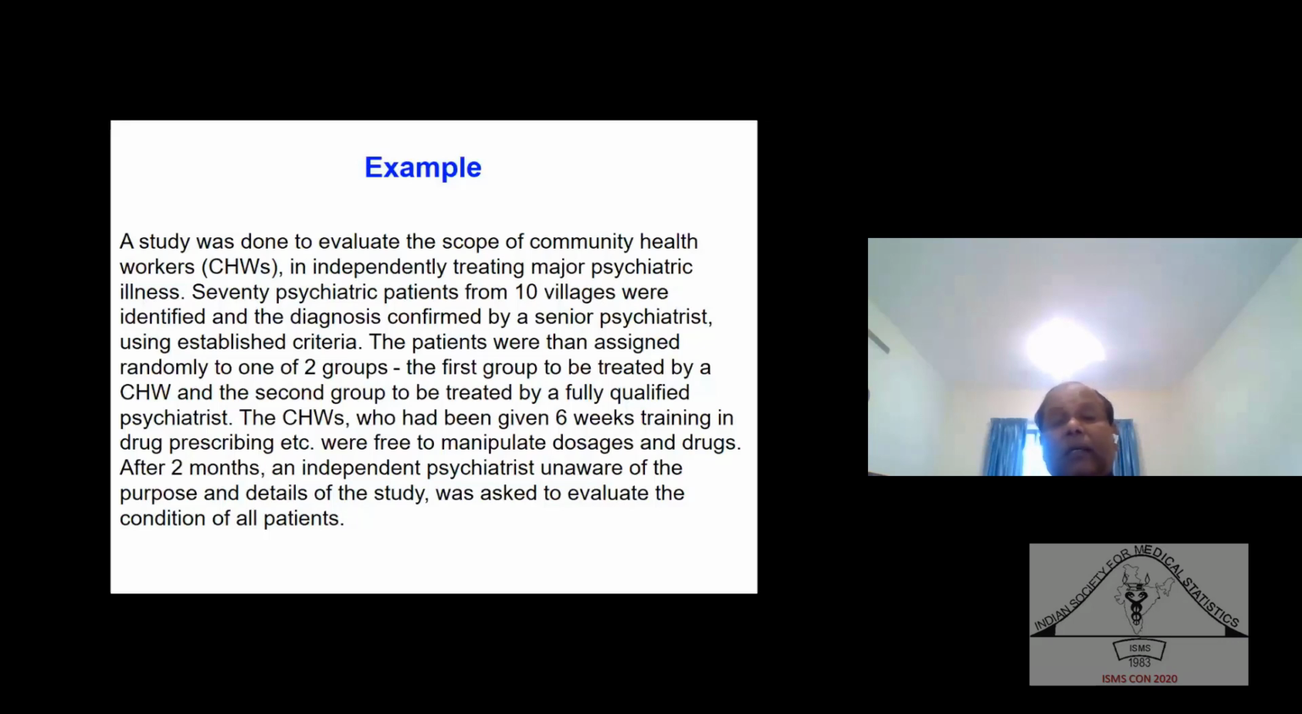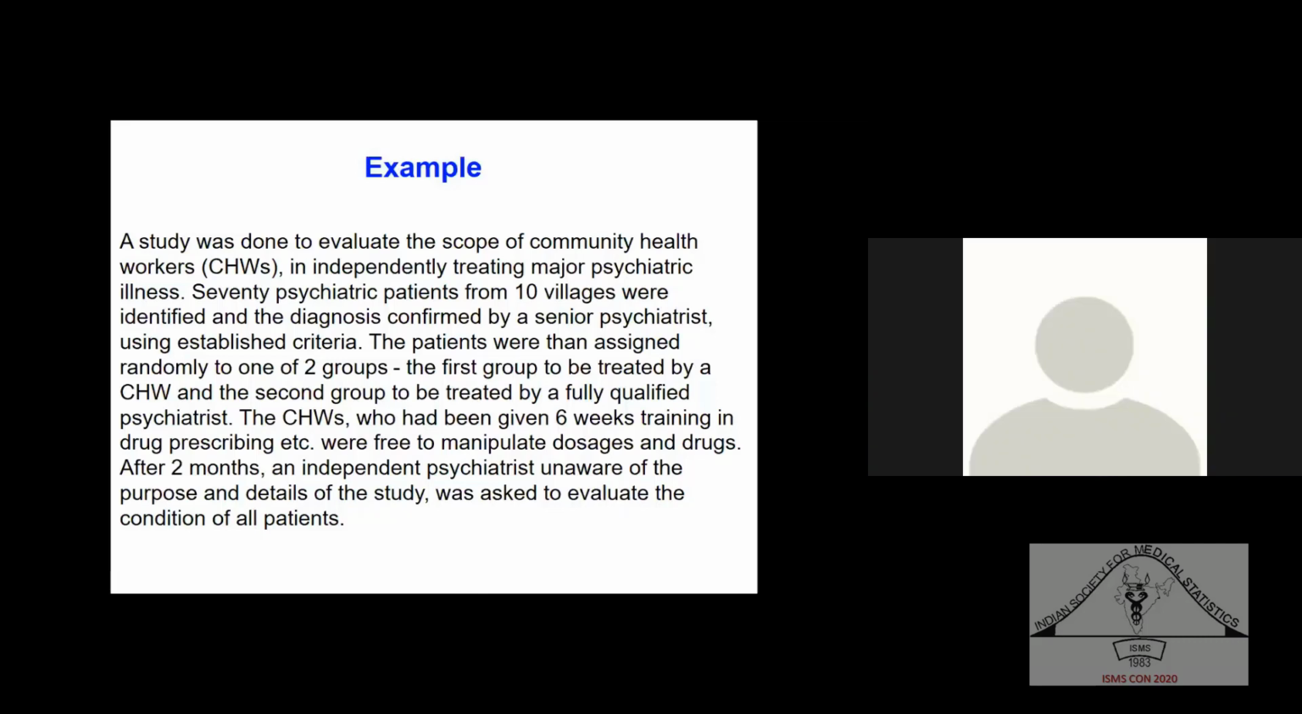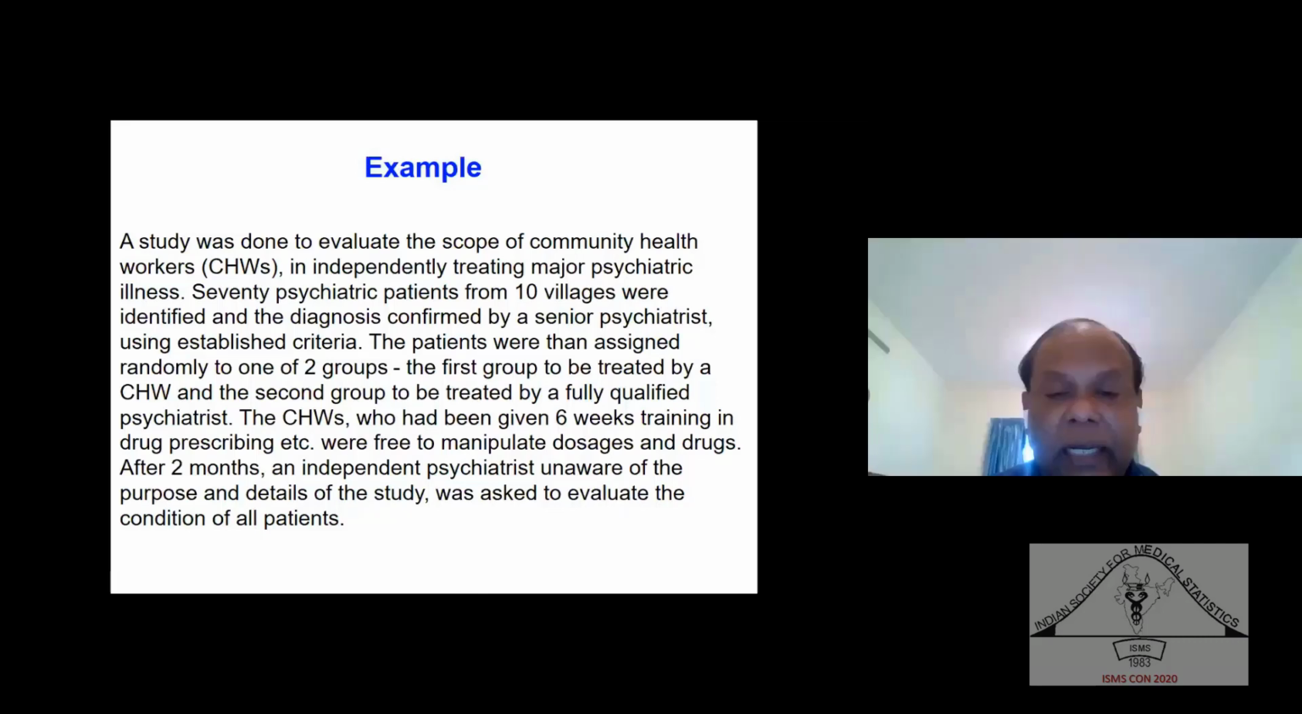Okay. And maybe at this level, I can see whether anybody is asking some questions. Anybody there? Any questions at this level on alpha error, beta error, and something like that? Okay, no questions. We'll go to the current slide now. So 10 villages were taken, and the patients from this area were randomly allocated to community health workers or psychiatrists. So randomly allocated. Please remember, this is a randomized control trial.